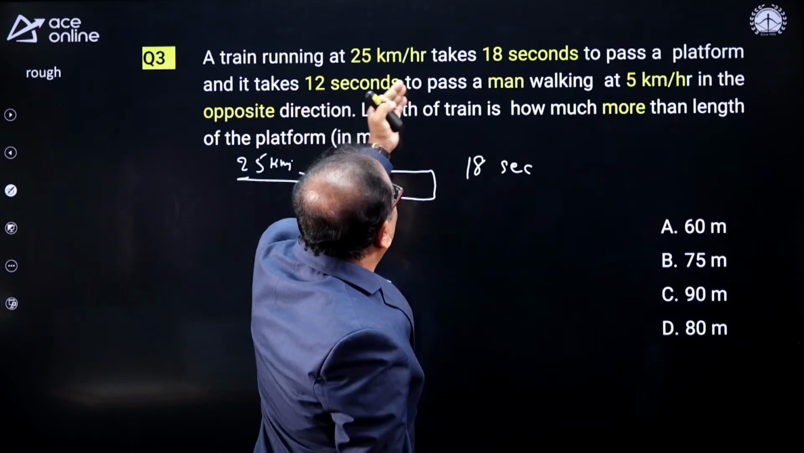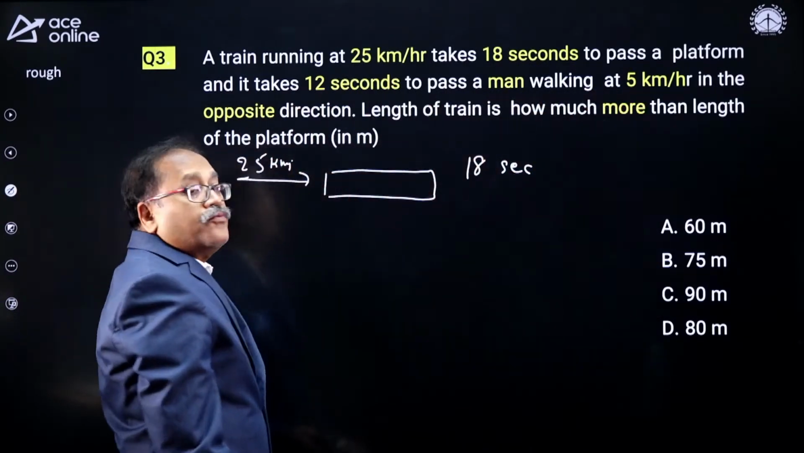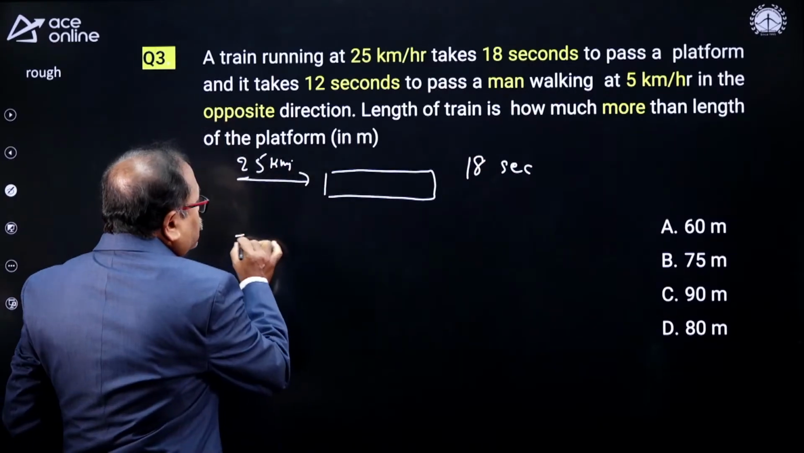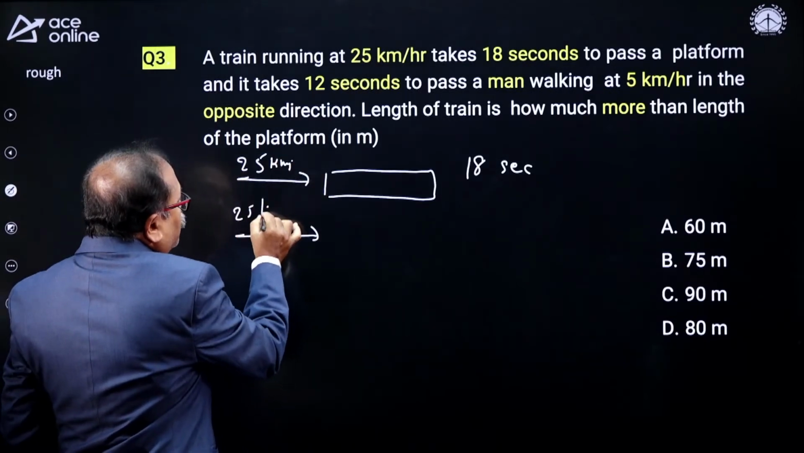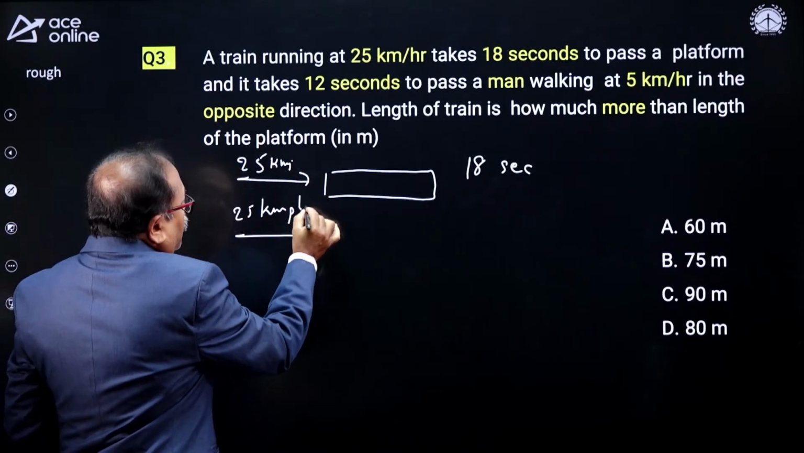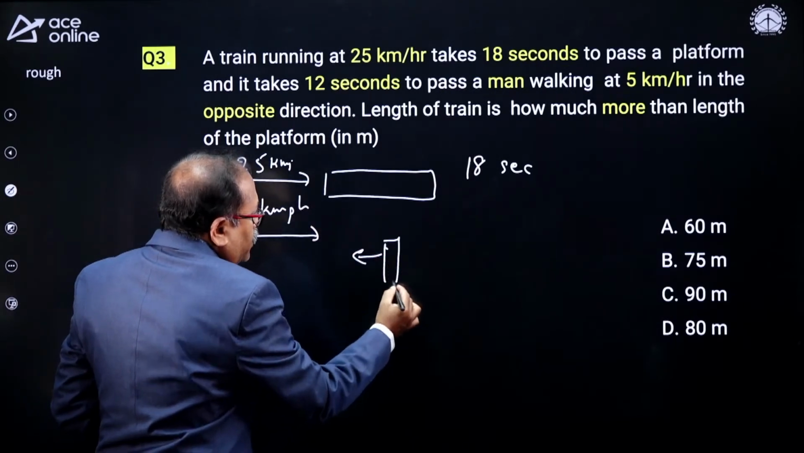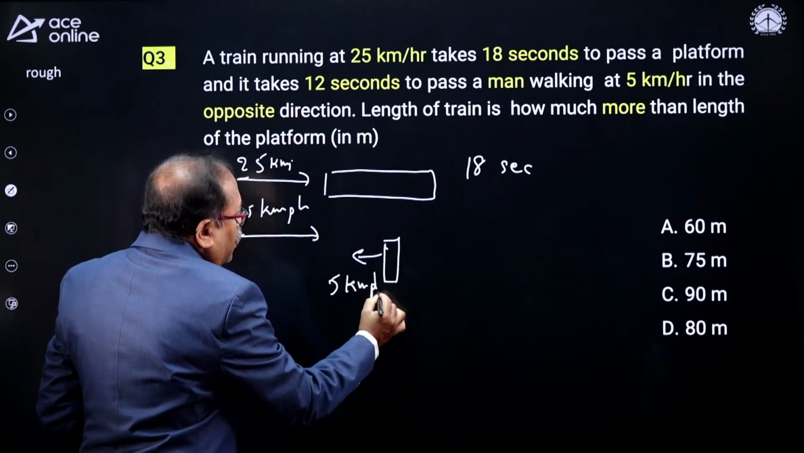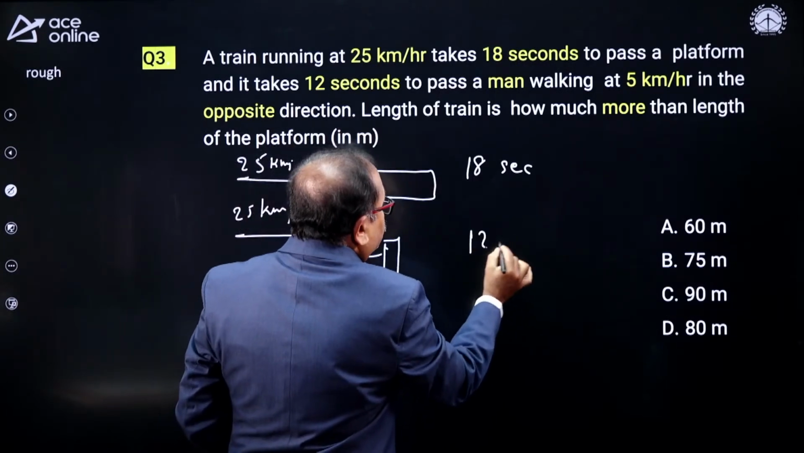And it takes 12 seconds to pass a man running at 5 km per hour in the opposite direction. That means the same train which is running at a speed of 25 km per hour, a man coming from the opposite side with a speed of 5 km per hour, it crossed this man in how many seconds? 12 seconds.